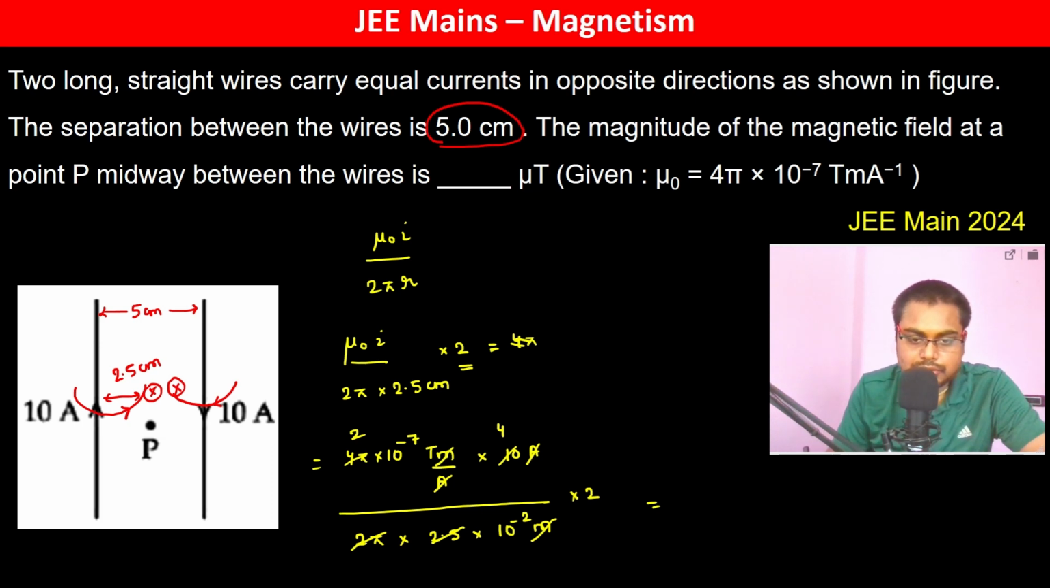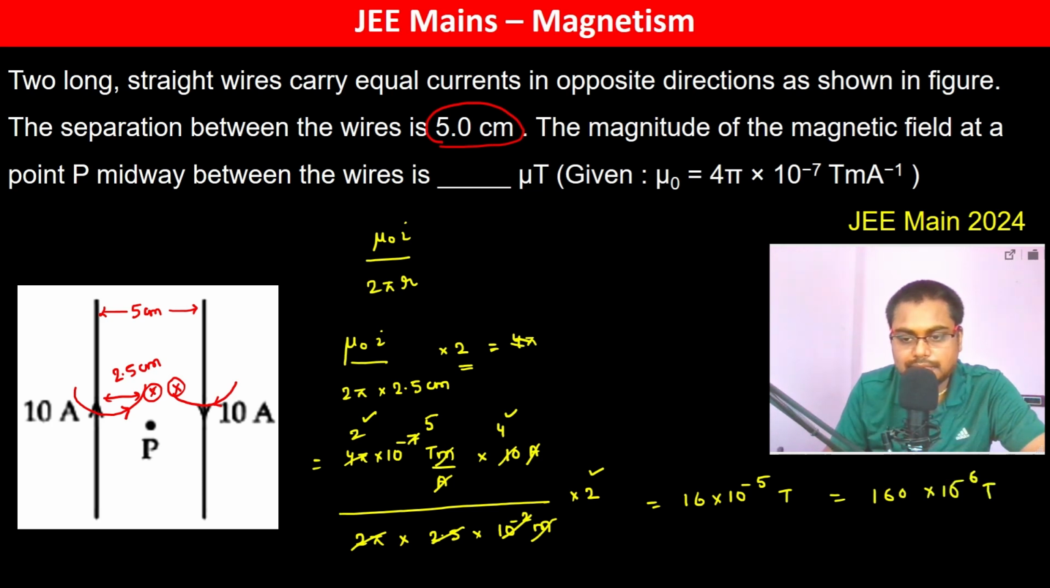So now this 10 to the power minus 2 becomes 10 to the power minus 5. So 2 4s are 8, 8 2s are 16. So 16 into 10 to the power minus 5 Tesla, which is actually 160 into 10 to the power minus 6 Tesla, which is 160 mu Tesla.